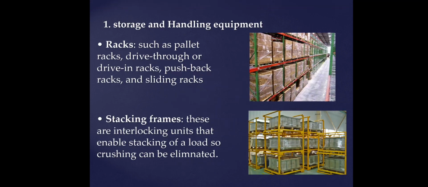Under the first, storage and handling equipment, we'll be discussing different types of storage racks and stacking frames, which help us to store goods effectively. First one, racks. If you see the picture, it shows how systematically they have organized the goods in a warehouse. Stacking frames are like interlocking units so that they enable stacking without disturbing the other goods by crushing.